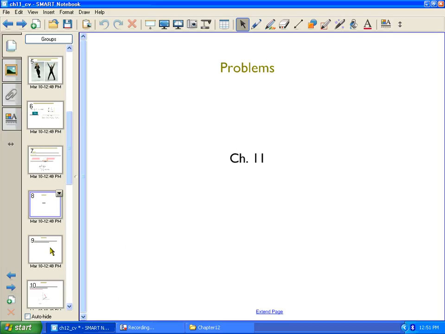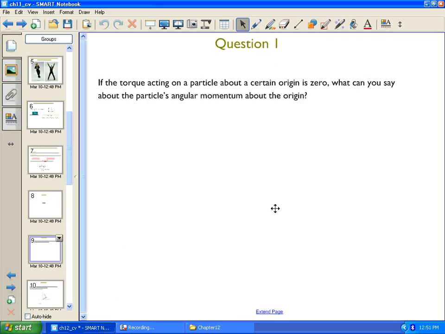Let's begin with question 1, which states, if the torque acting on a particle about an origin is 0, in other words, if the torque that acts on an object is 0, what can you say about the object's angular momentum about the origin, about that point?